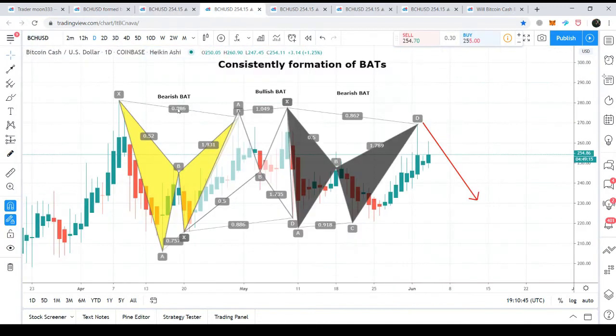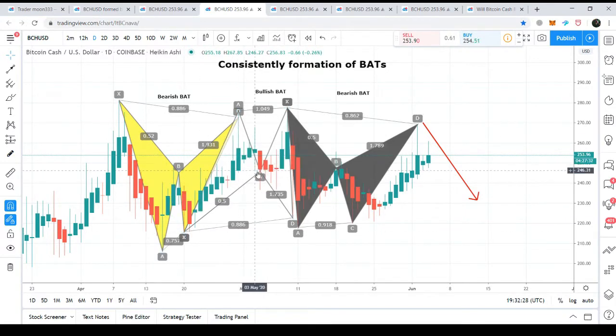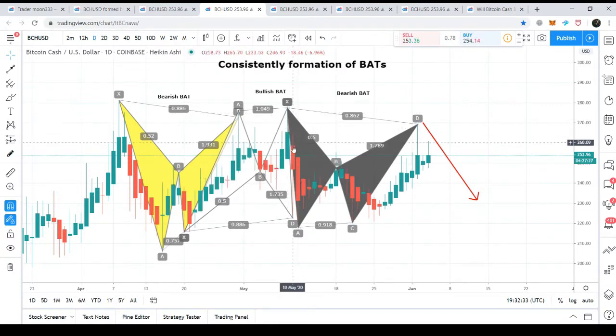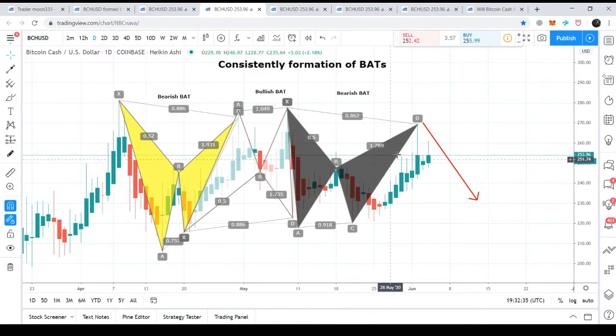And if we watch on the same daily chart this harmonic move, then we can easily observe that the price action is continuously and consistently forming different bats. For example, here the price action formed a bearish bat, and definitely after the completion of the bearish bat, the price action is supposed to move down, and the price action dropped down after that. And with that, the price action also formed another bullish bat and took another powerful bullish divergence. And finally, now the price action has again formed another bearish bat.